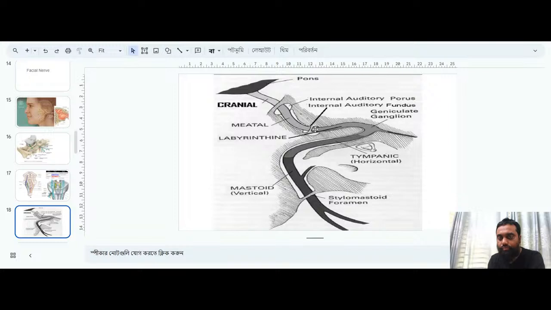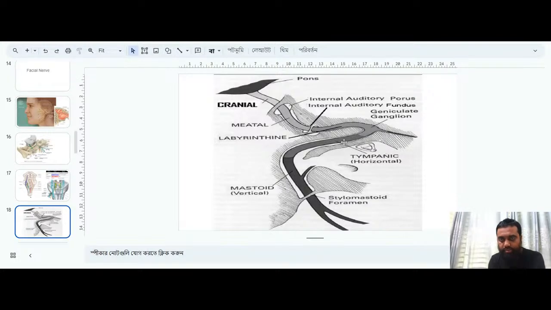Then it is the labyrinthine part of the facial nerve. This is the meatal, internal auditory meatal part. After leaving the internal auditory meatus, internal auditory canal, it forms the labyrinthine part of the facial nerve. This labyrinthine part has a genu. This is the first genu. Here is the second genu.